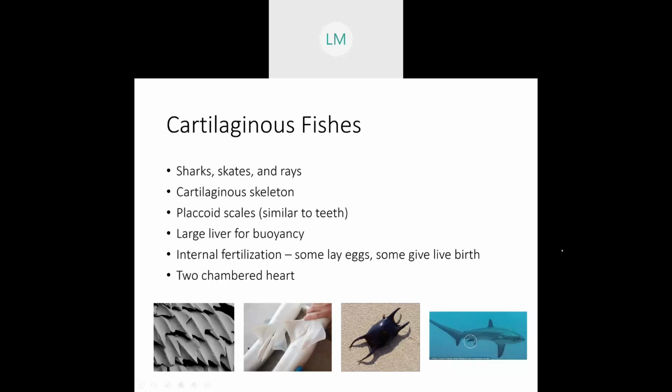And then within our cartilaginous fishes, we have this closed circulatory system, but we have a heart that only has 2 chambers. If you think about our heart, we have 4 chambers: 2 atria and 2 ventricles. But not all vertebrates have that 4-chambered heart. We kind of need to evolve towards that efficient 4-chambered heart. So fish just have 2 chambers, 1 atrium and 1 ventricle. So a 2-chambered heart in these cartilaginous fishes.